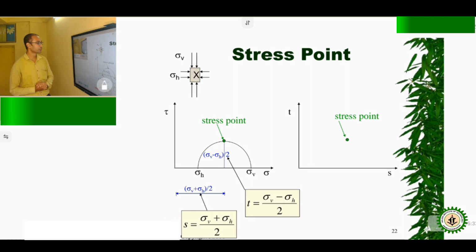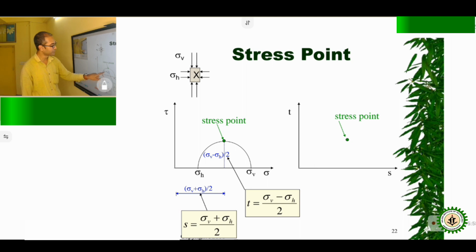Stress point is very important, so we have to find out the stress point. Here, this is a soil element where sigma V is vertical, sigma H is horizontal, and this is the tau and this is the sigma H. Sigma H is the lesser and sigma V is the higher value. So at this middle position, this is the highest stress point.